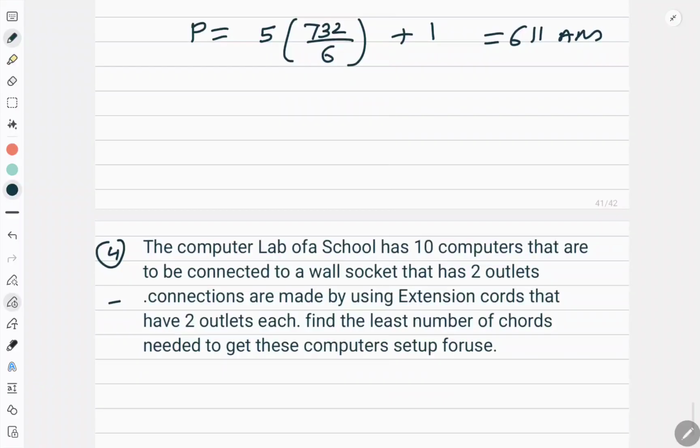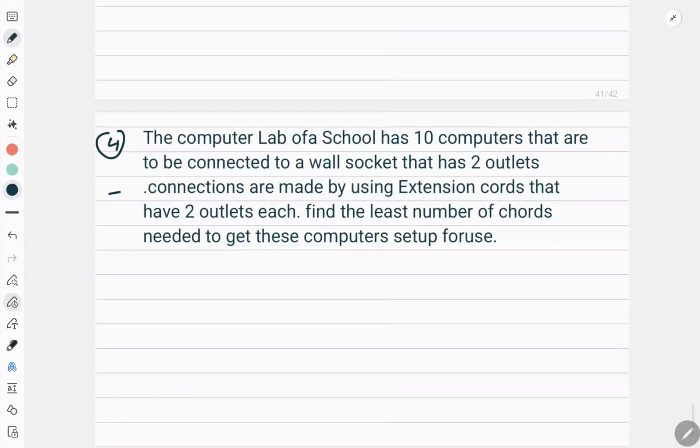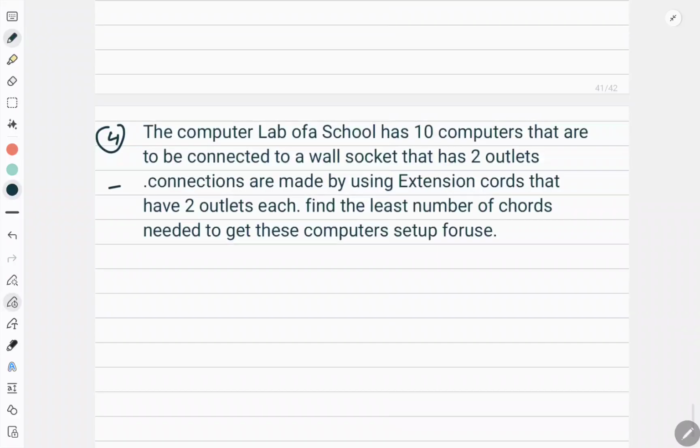Now this question is very important from the exam point of view. See, I will explain it to you with the formula and also with the concept. Now the computer lab of a school has 10 computers that are to be connected to a wall socket that has 2 outlets. So suppose this is a wall socket and it has 2 outlets.